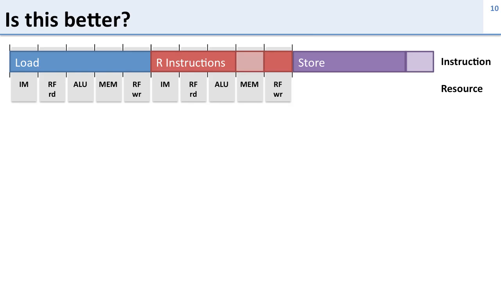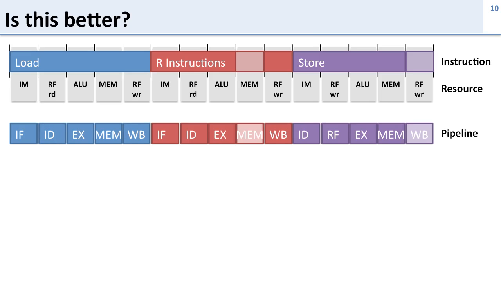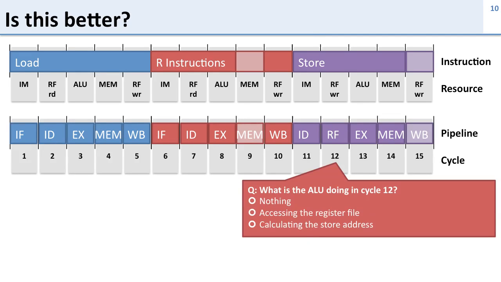And this is going to be the same for the R instructions and store instructions. Of course, R instructions don't actually do anything for the memory stage, and store instructions don't do anything for the register file write stage. Now let's take a look at how we have this in our pipeline. So we're going to instruction fetch, instruction decode, execute, memory, and write back, and the same thing for the other instructions. And here's the cycle counts.